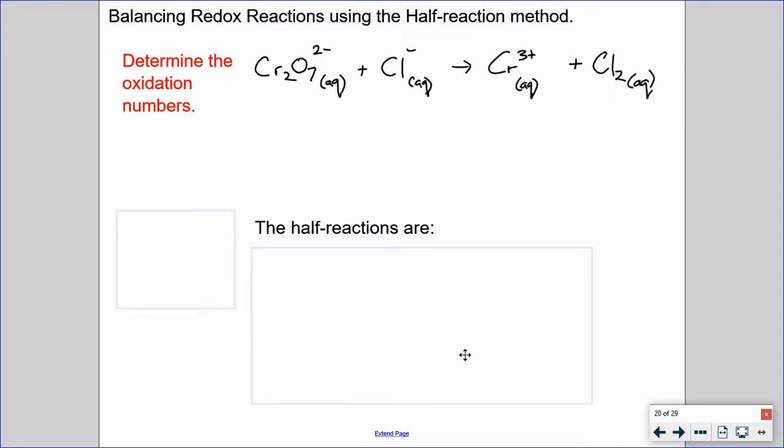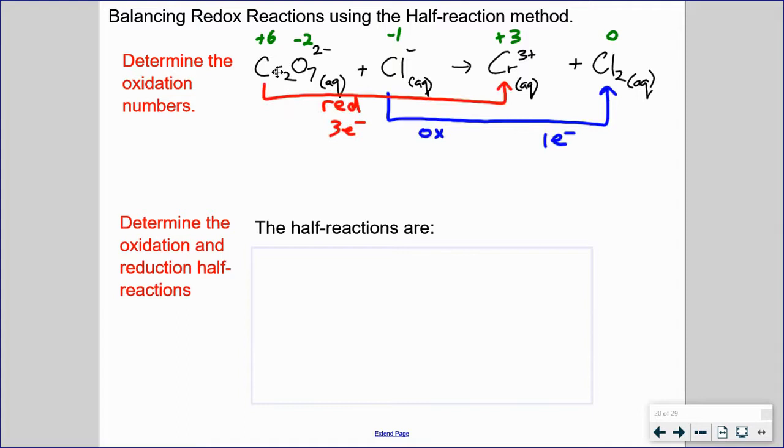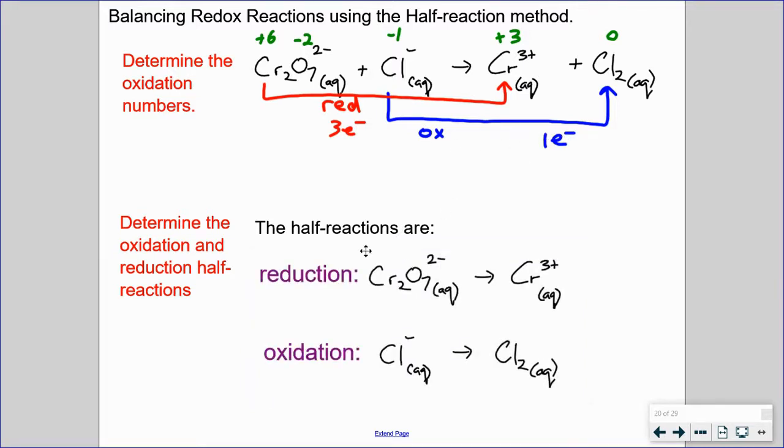First, we're going to determine the oxidation numbers. And there they are. Next, we're going to determine the oxidation and reduction half reactions. So we can see that chromium is being reduced as it goes from +6 down to a +3. That's a reduction of 3 electrons. And the chloride ion is oxidized by 1 electron. So there's our reduction half reaction and our oxidation half reaction.